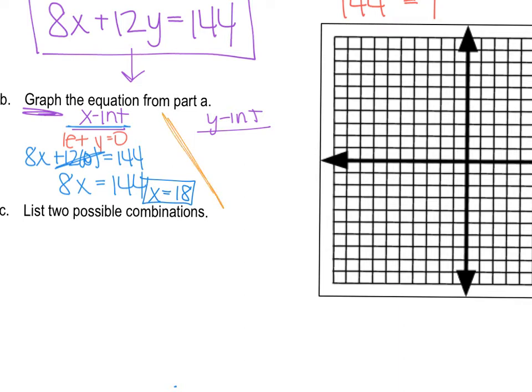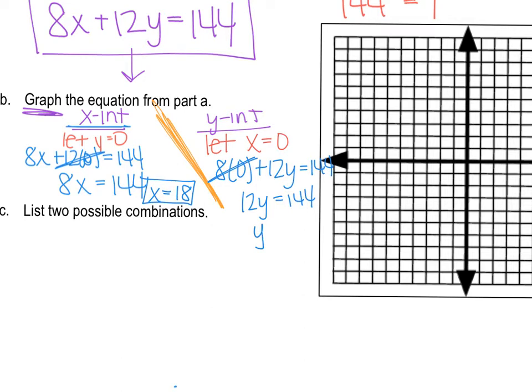I'm going to split this up a little bit so that they don't get confused. But now for my y-intercept, let x equal 0. So when I rewrite that, again, it helps me remember that if I want to solve for my y, that's the only variable I want. So I'm going to write 8 times 0 plus 12y equals 144. And now when I solve, 8 times 0 is 0. I have 12y equals 144.